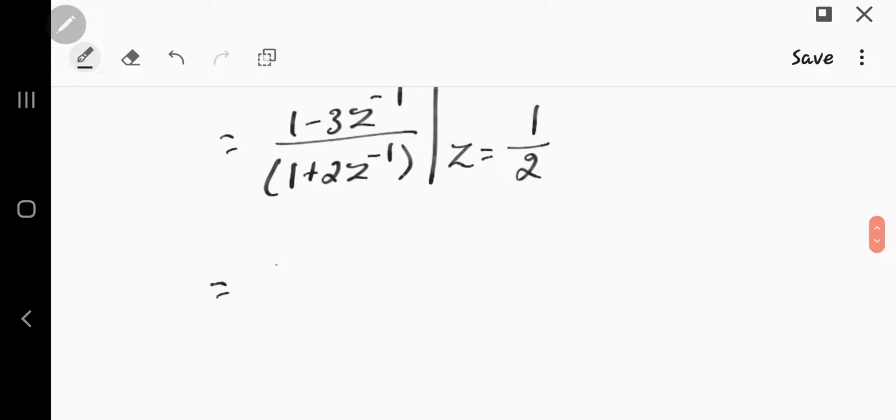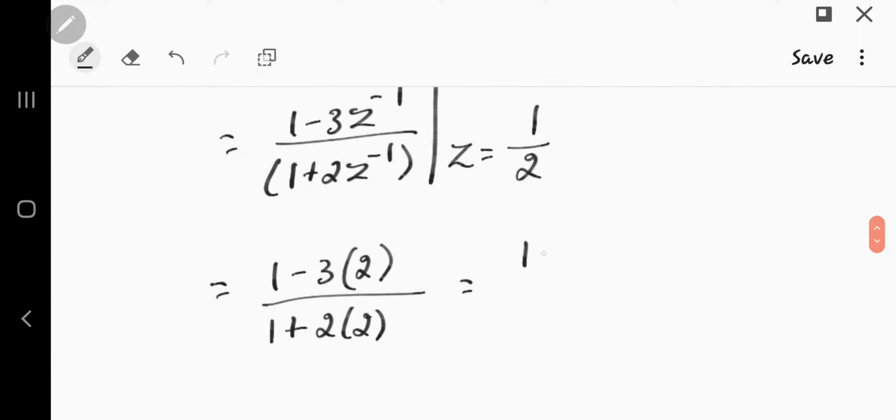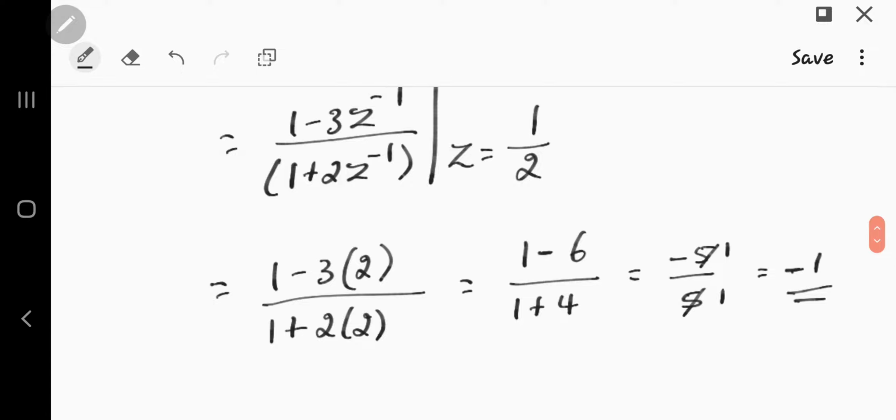Now if you substitute that, 1 minus 3 into, since it is the inverse, you will get 3 into 2, plus 1 plus 2 into 2. So that is 1 minus 6 divided by 1 plus 4 in the denominator. So that is minus 5 by plus 5, that will leave you with minus 1.